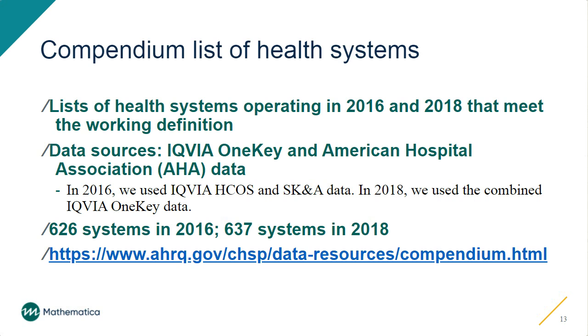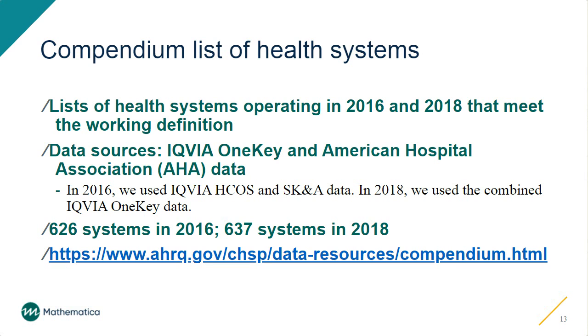I'll just make a note here that for those that are familiar with the data, in 2016, IQVIA maintained separate databases called HCOS and the SK&A data. And then in 2018, they combined those data sets. So when you're looking at the 2016 technical documentation on the AHRQ website, you'll see it referred to as HCOS and SK&A. Just know that we're talking about the same thing in 2018. It was combined. And we found 626 systems meeting that working definition in 2016.